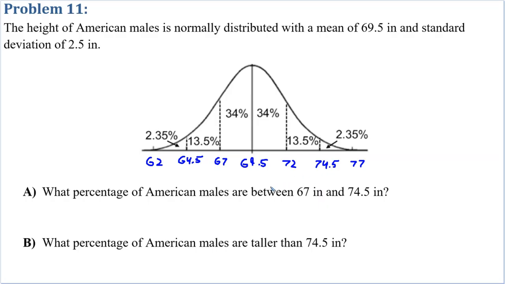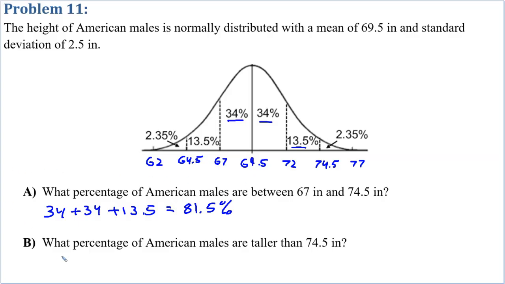And then we could ask questions like this. What percentage of American males are between 67 and 74.5 inches? Well, that would be everything between these two lines, so 34 plus another 34 plus a 13.5, which gives us an 81.5%. So if we were developing some type of product that would fit this range of heights, we know exactly what percentage of the population that product's going to fit.